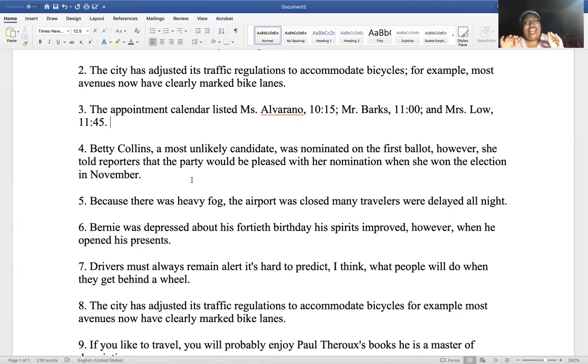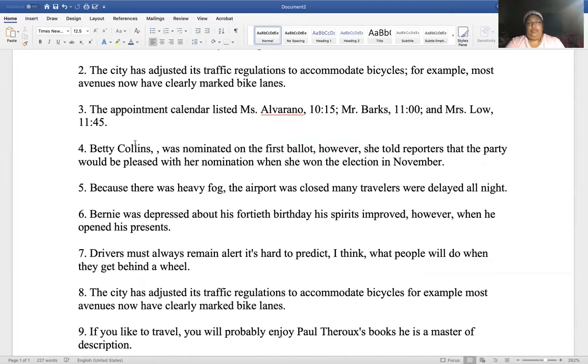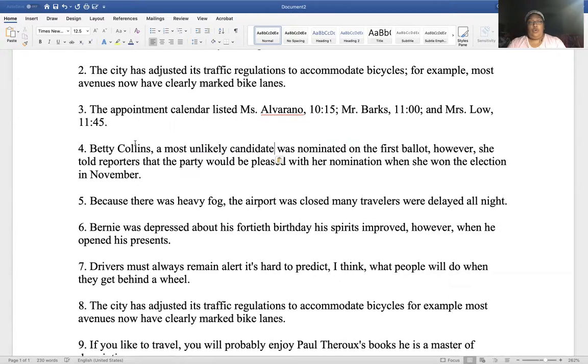So let's break this down, okay? All right, so we know Betty Collins is the subject of this sentence. She's doing all the things, right? And I don't want you to get confused with this. This is a clause, right? This is an additional clause because this is additional information about Betty Collins. If we took this out, the sentence would still be good. But we're adding information about Betty Collins. So we're putting an additional clause there, right?